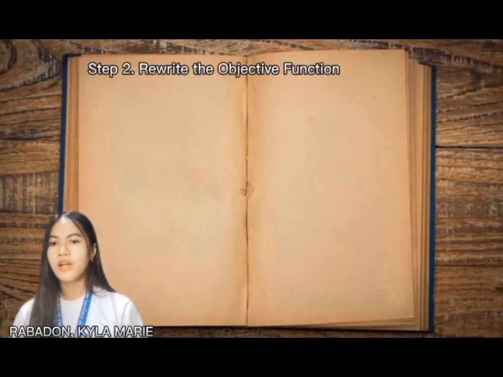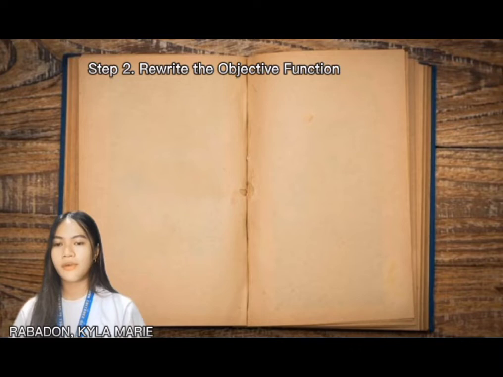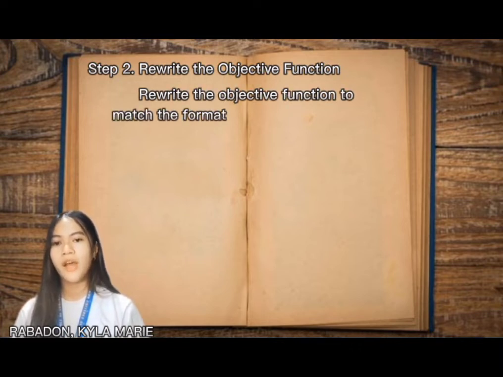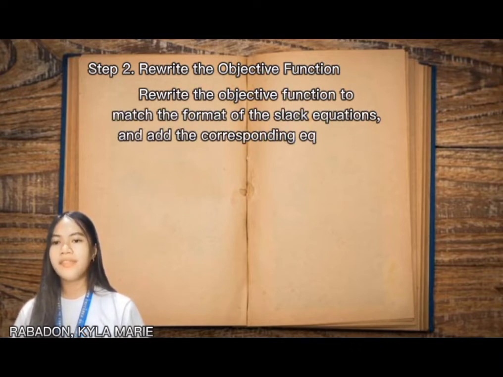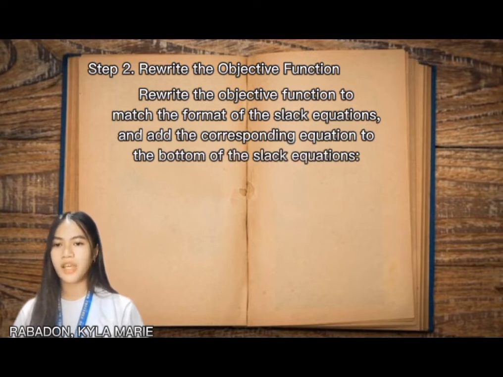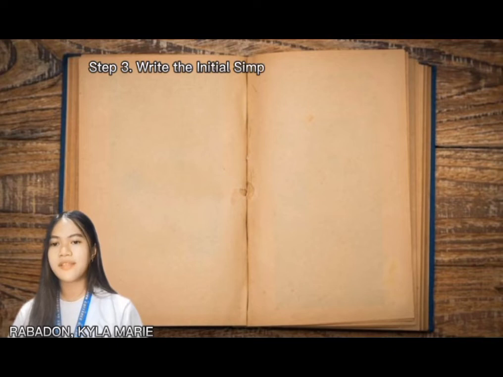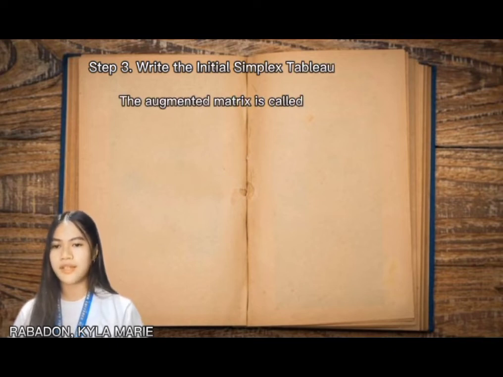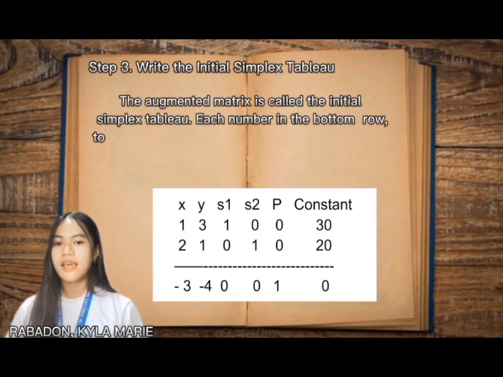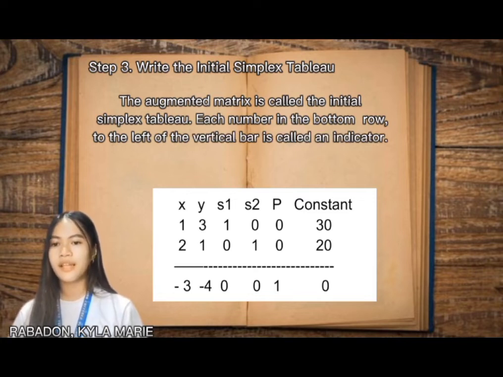And we have step 2, rewrite the objective function. Rewrite the objective function to match the format of the slack equations and add the corresponding equation to the bottom of the slack equations: x plus 3y plus s1 equals 30, 2x plus y plus s2 equals 20, negative 3x minus 4y plus p equals 0. And we have step 3, write the initial simplex tableau. The augmented matrix is called the initial simplex tableau. Each number in the bottom row to the left of the vertical bar is called an indicator.